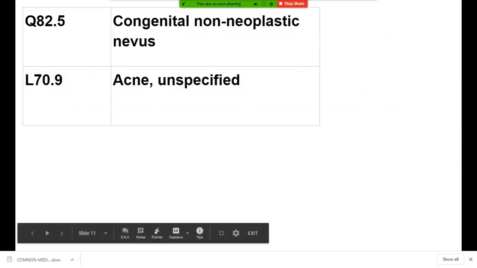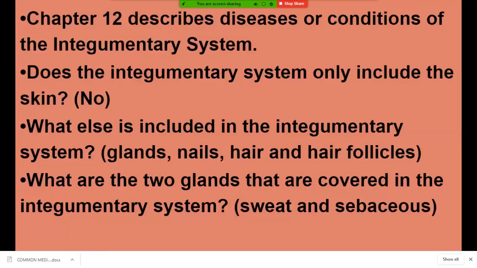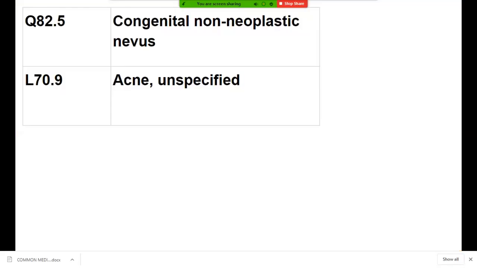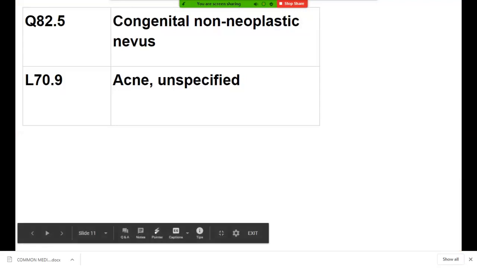So it's not going to be this congenital non-neoplastic nevus. I don't know what that is. Uh-oh. Let's go back. It's going to be the acne unspecified, L70.9. Again, I apologize for the mistake on that slide.